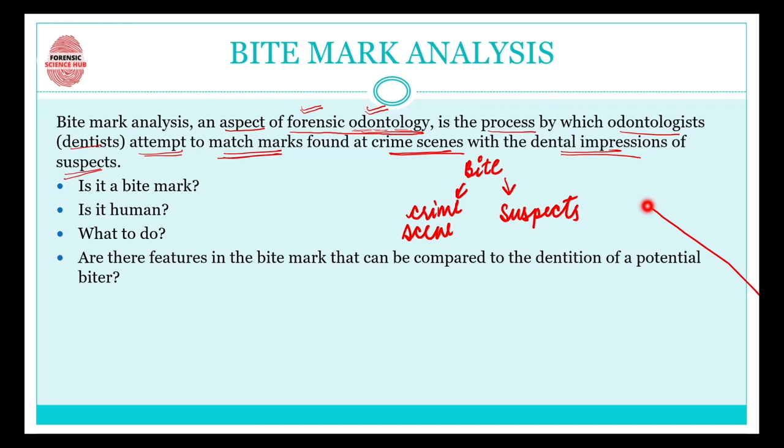So in bite mark analysis there are four main questions that have to be answered. First, is it a bite mark? The mark that you're seeing on the body or on the object, is that even a bite mark? We have to determine that. Then if yes, if it's a bite mark, is it a human bite mark or is it some other animal's bite mark? Then if it is a human bite mark, then what to do next? And after that, last, are there any features in the bite mark that can be compared to the dentition of a potential biter? So all these questions have to be answered in this bite mark analysis.